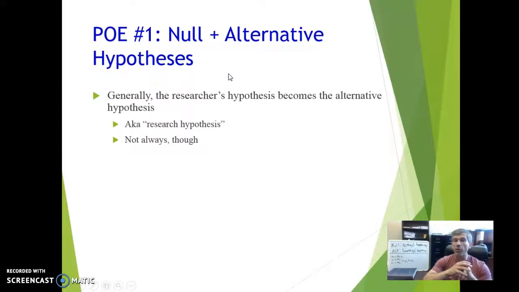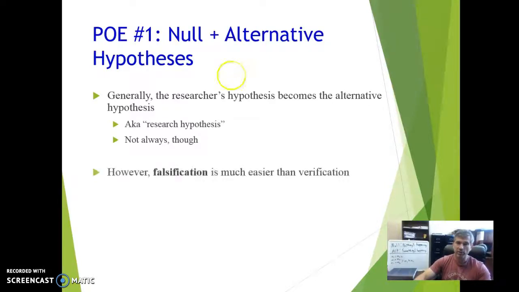All right, this is our first point of emphasis. Unsurprisingly, for how much I've emphasized this, this is very important. Again, usually the alternative hypothesis is what the researcher expects to happen. So this is why it's sometimes called the research hypothesis, because it's the prediction of the researcher. Again, it doesn't have to be, but that is usually a good rule of thumb to follow. Whatever the researcher thinks is going to happen, that gets folded into the alternative hypothesis.